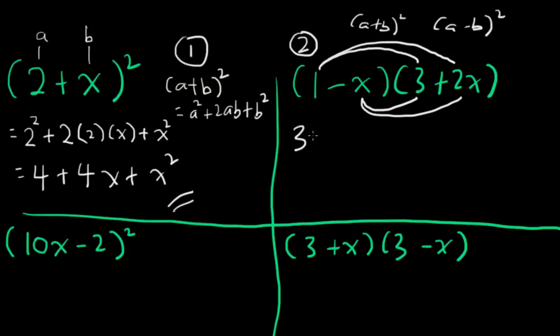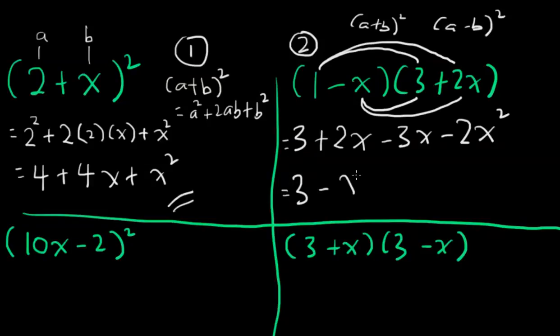Okay, so when we expand this first rainbow right at the top, 1 gets multiplied to 3, so that is 3. 1 also gets multiplied to 2x, so that is 2x. And in the bottom rainbow here, negative x multiplied by 3, so that is a negative 3x. Negative x also is multiplied by 2x, so that gives us a negative 2x squared. So when we rearrange this, it becomes, sorry, I forgot the equal sign, so you got to put the equal signs here. So 3 minus x minus 2x squared. So that's your answer.